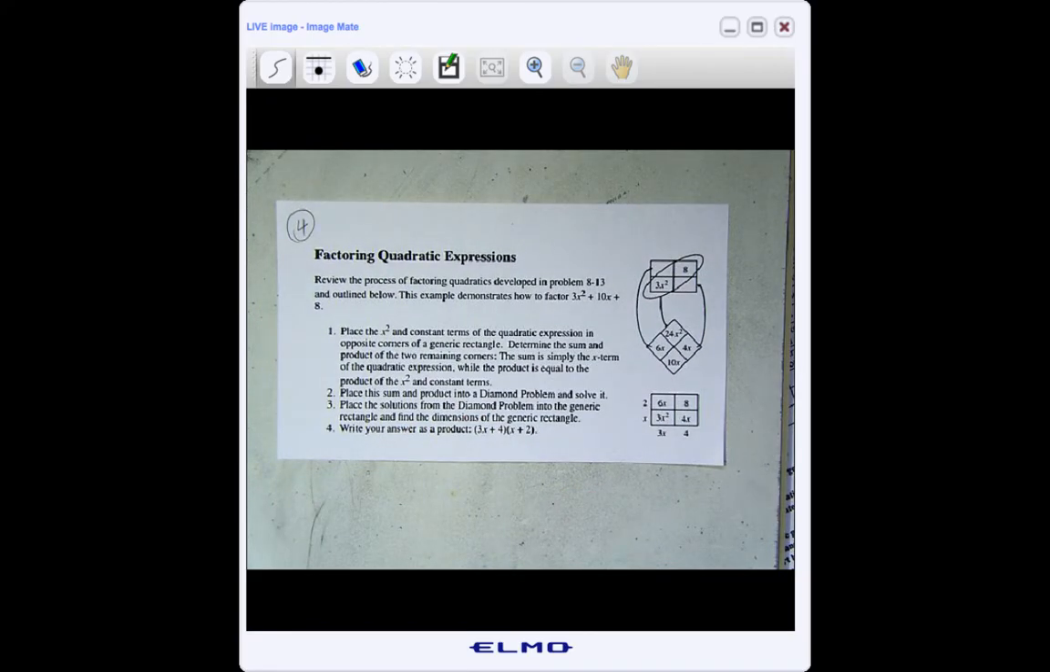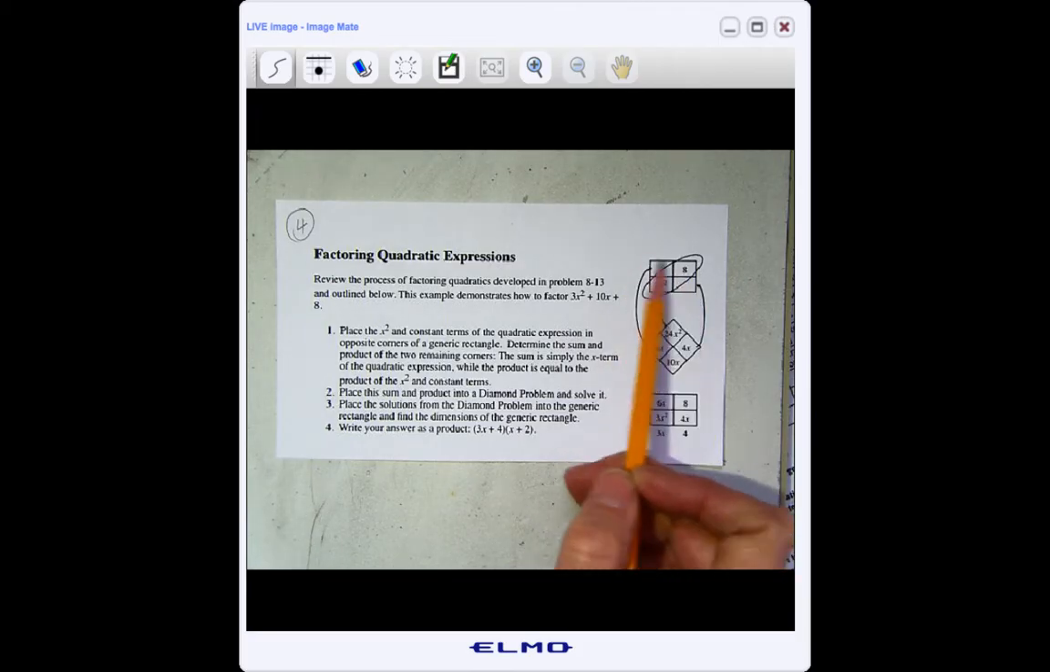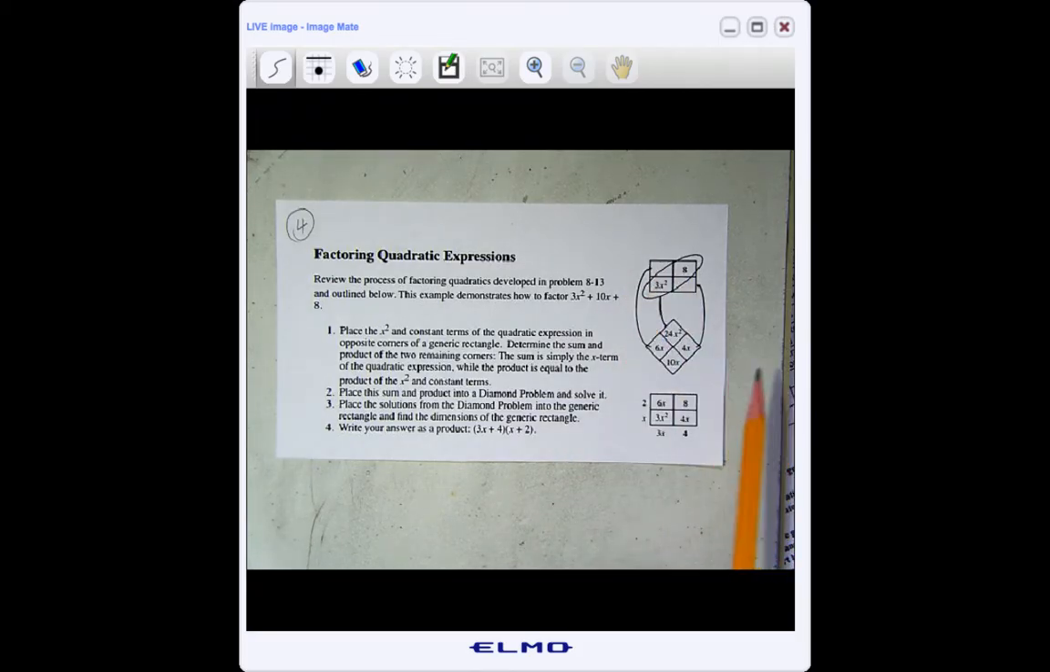Basically the strategy for trying to factor, and our example is 3x squared plus 10x plus 8, is this. You should know to take the 3x squared, put it in the lower right, put the 8 in the lower left, put the 8 in the upper right. Then you're going to find the product of that diagonal, just from Casey's pattern. The product of this diagonal is 24x squared. The product of this diagonal would also have to be 24x squared, but since the sum is 10x, the sum of that diagonal would also have to be 10x.